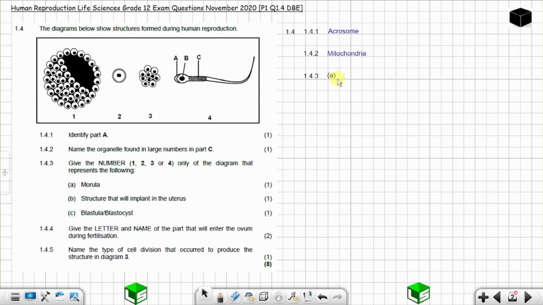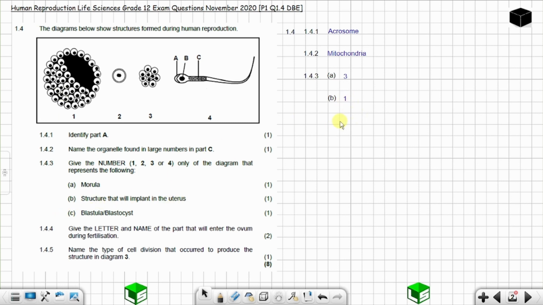And B: the structure that will implant in the uterus, 1 mark. So 3 is a morula. The morula will develop into a blastocyst, and after that the blastocyst will implant in the uterus. That is structure number 1.